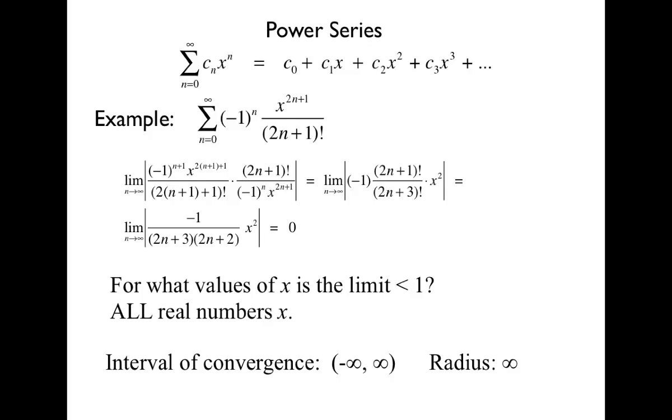Is there an instance where there is no value for x that will create a convergent series? Yes. If this limit is greater than 1, no matter what x is, then it will be divergent, except maybe if x is 0. But that's a trivial case, right? Because you just add a bunch of zeros.